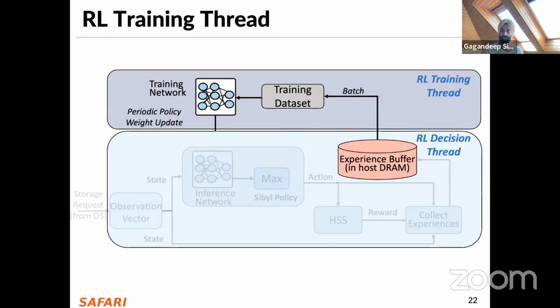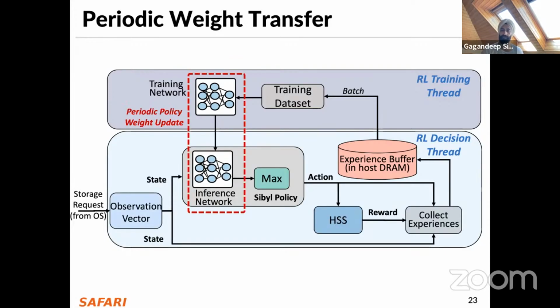And in the RL training thread, the collected experiences are used to update the decision-making policy of a different training network. Therefore, Sybil is continuously learning from its past decisions and their impact. And these two threads are running asynchronously. Therefore, we are able to enable a parallel execution of the two threads, where we duplicate the neural network that is used to make data placement decisions in the two threads. And so the inference network does not really have a separate training step. We just copy the weights of the training network periodically. And that's why these two threads are running asynchronously from each other.